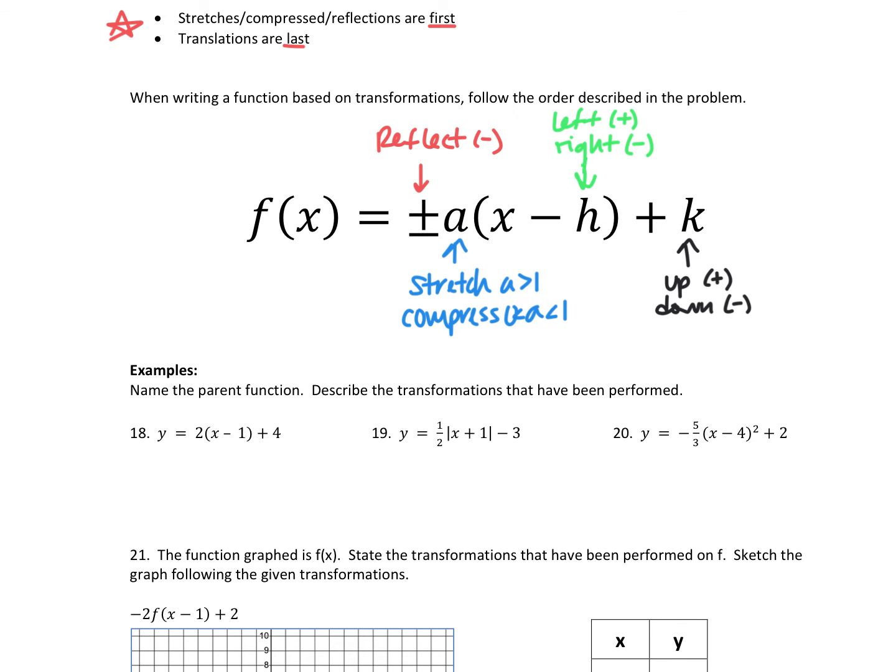So looking at 18, 19, and 20, we're going to name the parent function and describe the transformations that have been performed. 18 is an example of a linear function. If you were to distribute that out, it would be mx plus b. The 2 in front causes it to stretch by a factor of 2. The minus 1 causes it to go right 1. And this plus 4 causes it to go up 4.